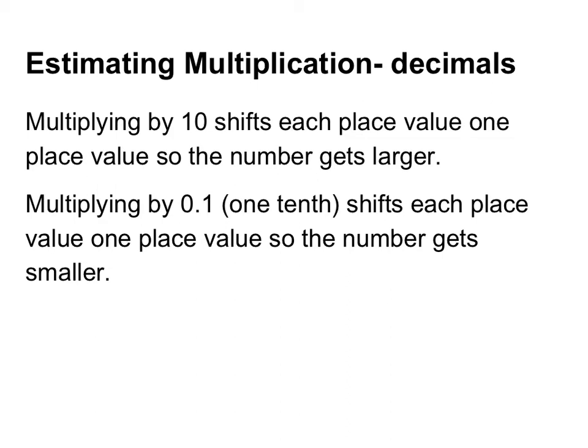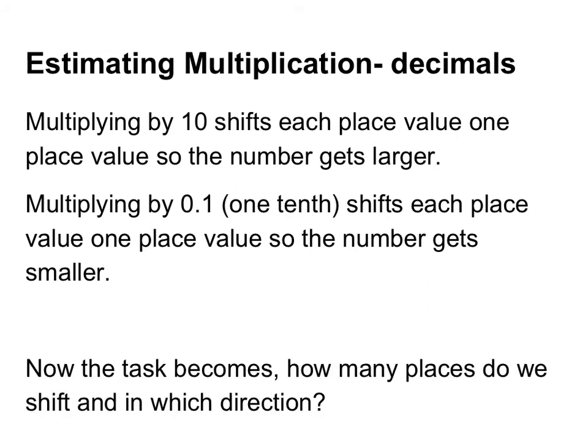So every time we multiply by 10, we shift the number one place value. Every digit gets shifted one place value so that the number gets larger. When we multiply by 1/10, every digit gets shifted one place value so that the number gets smaller. So now the task becomes, how many places do we shift and in what direction?